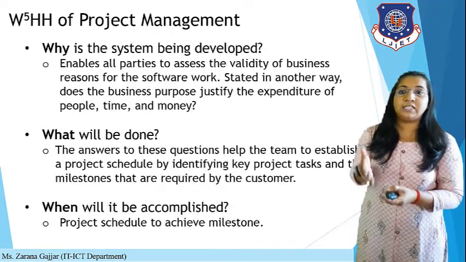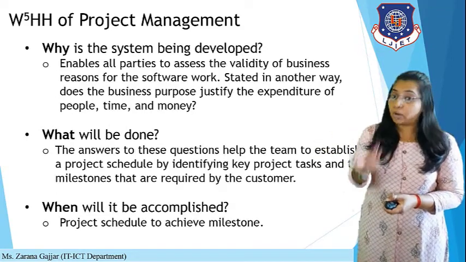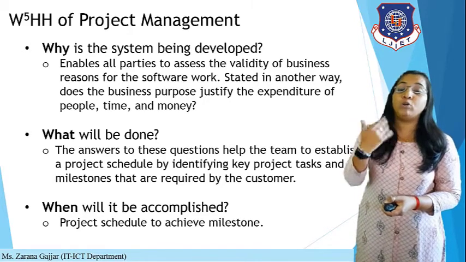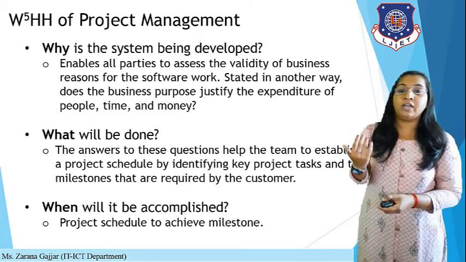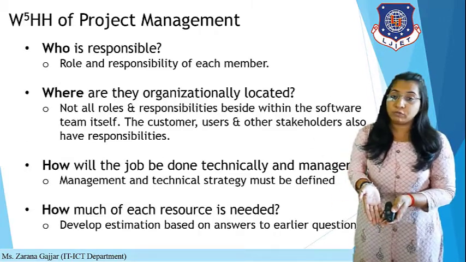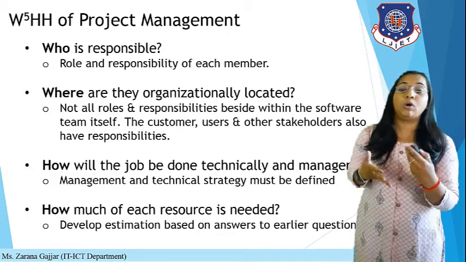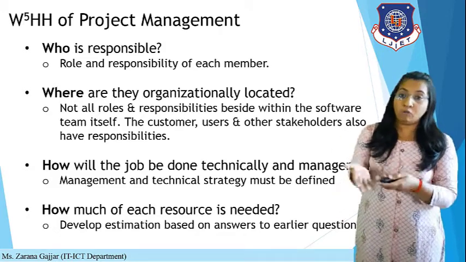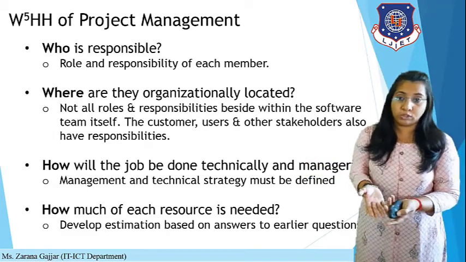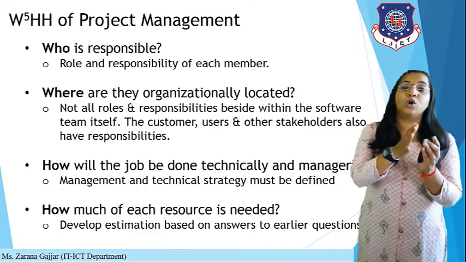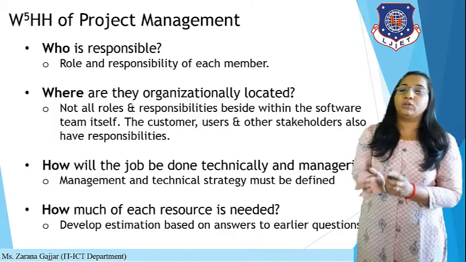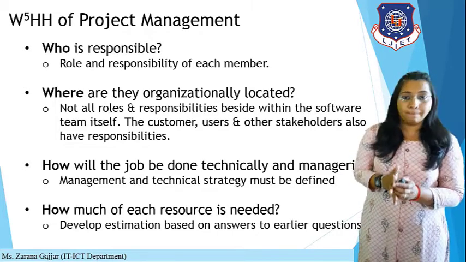Okay, so let's summarize it. Why is the system being developed? Then what will be done, and how your system is built, that will be defined. Then when will it be accomplished, so when you are going to finish it. Then who is responsible for that project, where are they organizationally located, and how will the job be done, either technically, managerially or by both sides. And how much of each resource is needed for the software project development. So this is about the W5HH of project management.